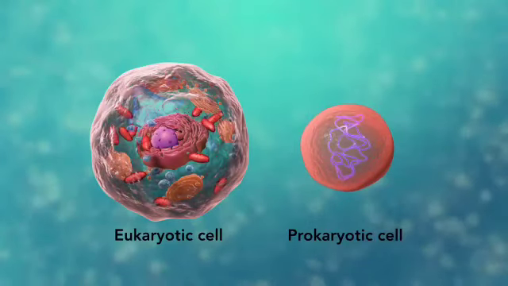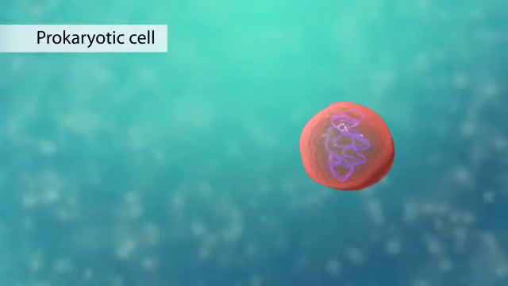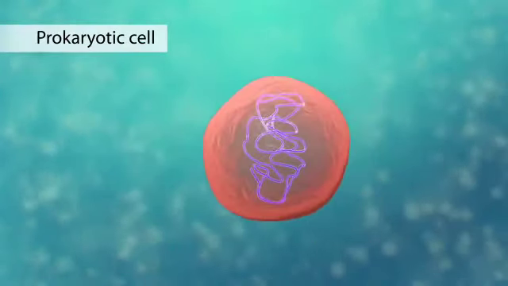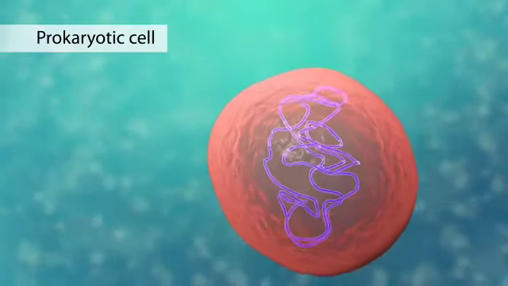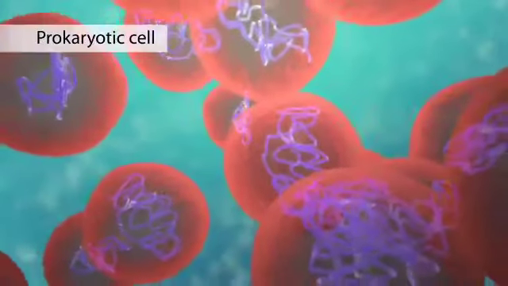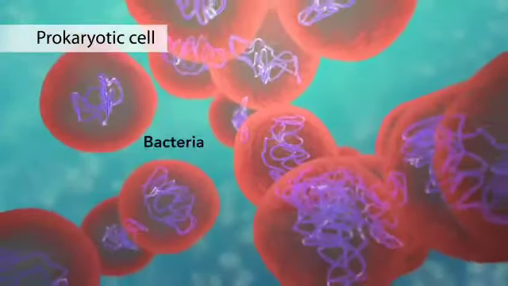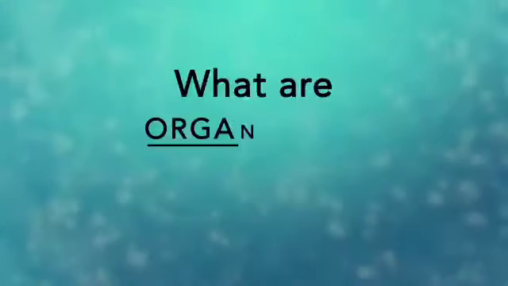The second category is prokaryotic cells. They don't have a nucleus or membrane bound organelles. They do have genetic material, but it's not contained within a nucleus. Prokaryotic cells are always one-celled or unicellular organisms such as bacteria.